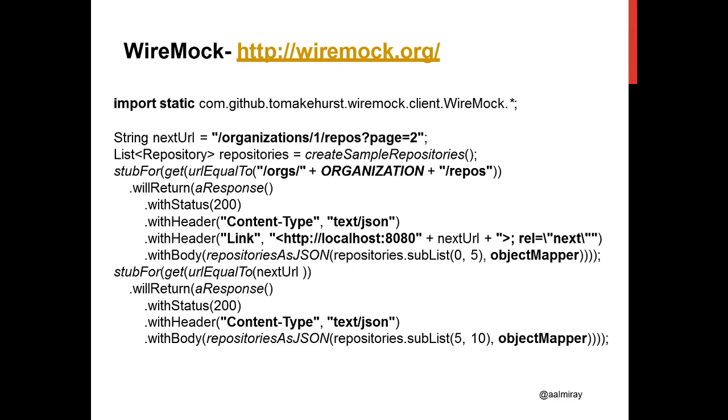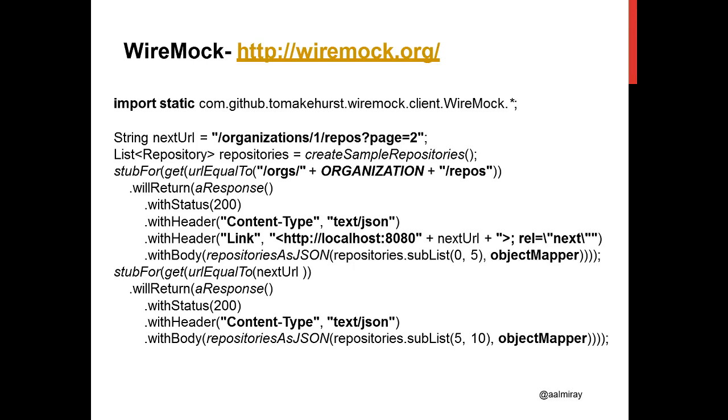So the project that I want to showcase is called WireMock. And what WireMock allows you to do is create a fake server in test next to your test case. And what you do is you want to fake out request and response. What we're doing in this particular DSL is creating a stub for a URL that looks like orgs, the organization, and repos. So this matches the URL that we saw in the beginning. And it has to be an HTTP method type GET.